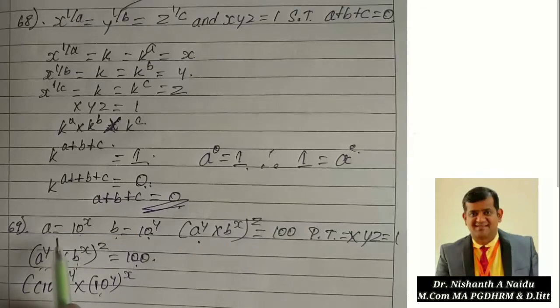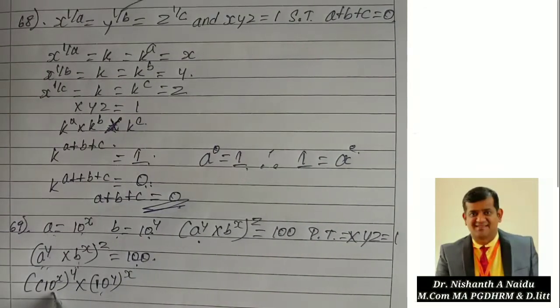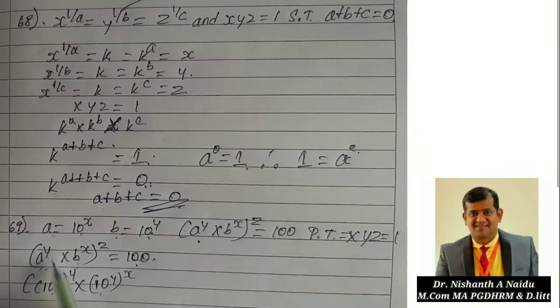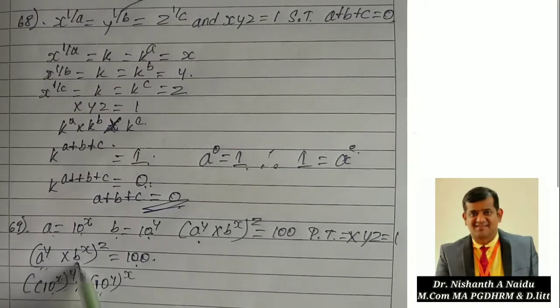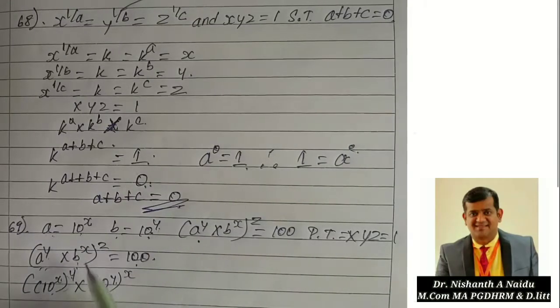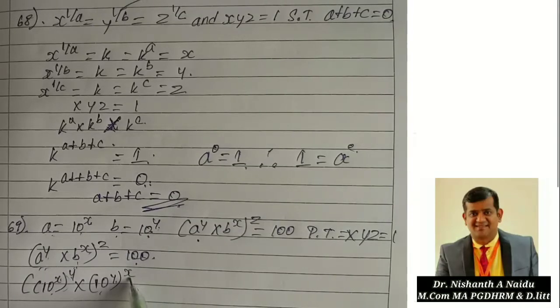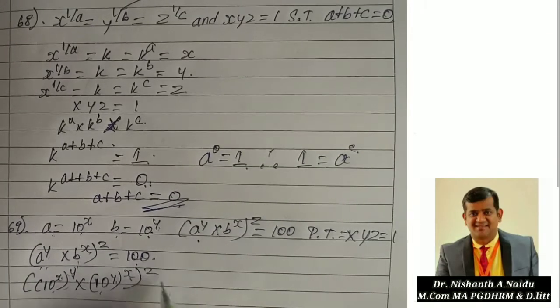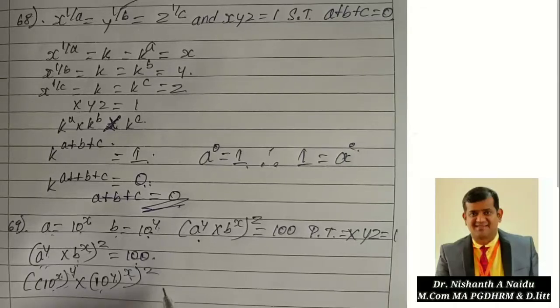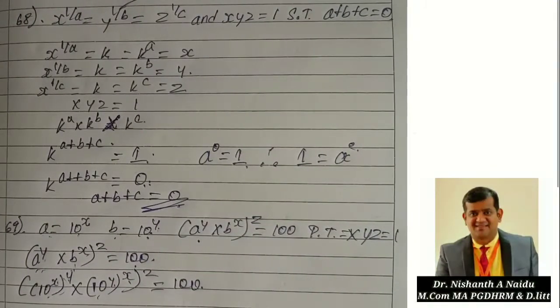So how did we get this? a equals 10 to the power of x, so I have taken 10 to the power of x, the a value, whole power y. Same way, b value is 10 to the power of y, so I have taken 10 to the power of y, whole power x. Clear? For this we have a whole power, that is z, and that equals 100. Clear?